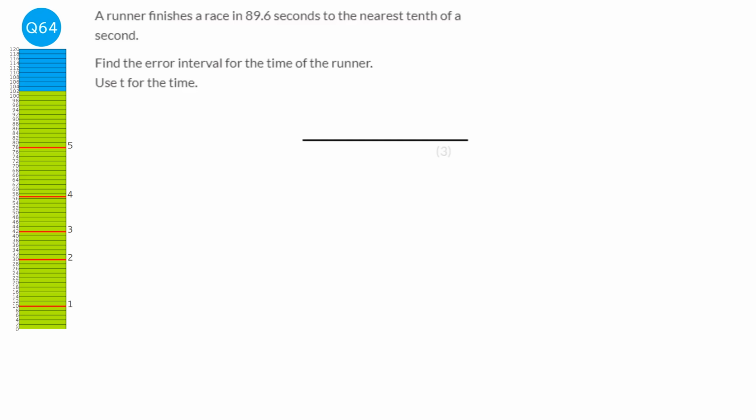To find an error interval, what we need to do is find the smallest and largest that a number can be. So I start by just drawing a quick number line. And we put our number in the middle, which is 89.6. Now we're looking to the nearest tenth, so what I'm going to do is write down the next number down and the next number up in tenths. So the next number down would be 89.5, the next number up would be 89.7. Now the bounds, the upper and lower bound, the maximum and minimum number it could be before rounding, are going to be at the halfway points. So here and here.